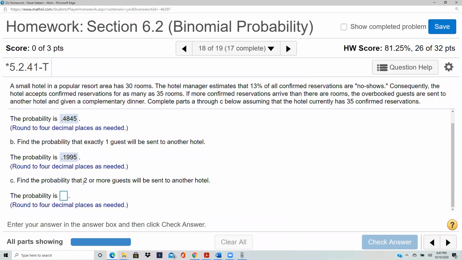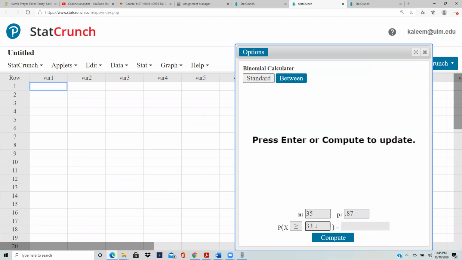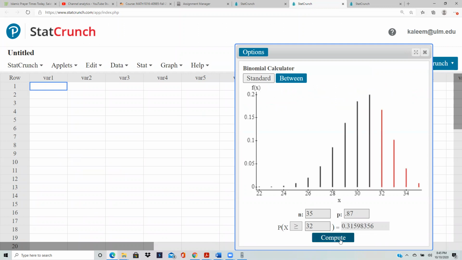Two or more are sent to another hotel. Now, two will be sent to another hotel if 32 show up, but they're saying two or more. So basically, whenever 32 or more guests show up, then two or more will be sent to another hotel. So X now will be 32 or more, which is greater than or equal to 32. So 0.316.